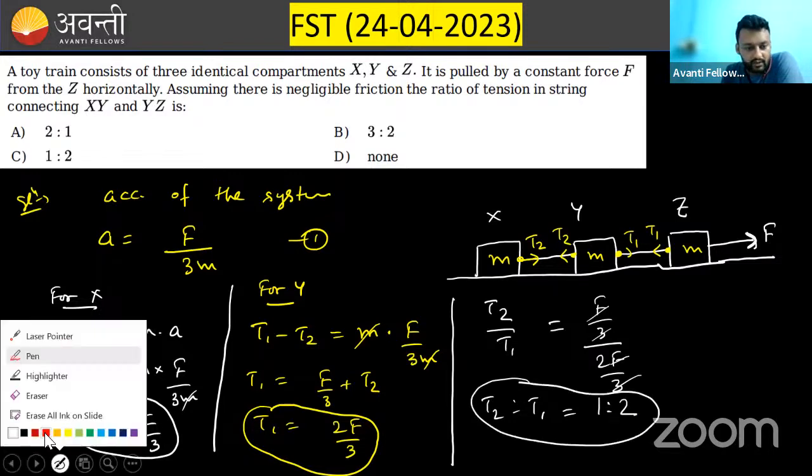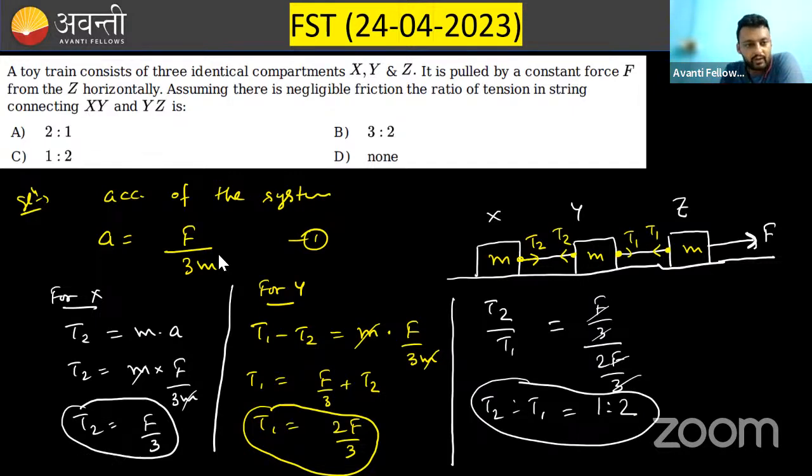Which is our option number? C. Option number C is correct. Clear? Moving further.